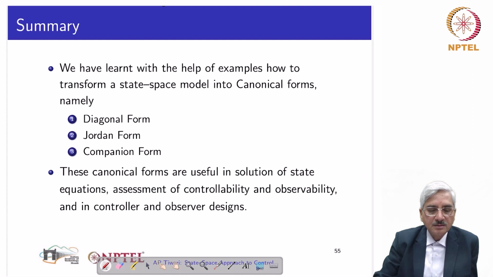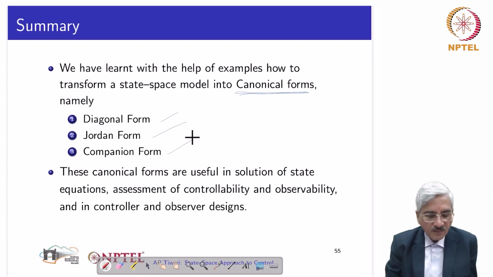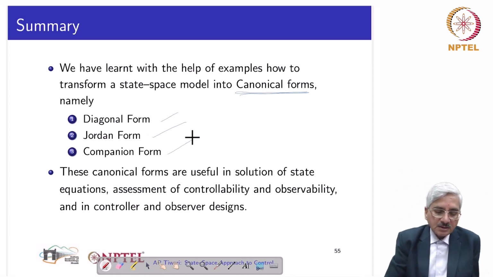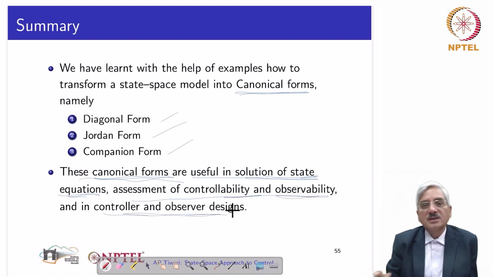We summarize this lecture. We have learned with the help of examples how to transform a state space model into canonical forms like diagonal, Jordan and companion form. Of course, these canonical forms, as I told in the beginning of the video, are useful in solving the state equations, assessment of controllability and observability, and controller and observer designs.